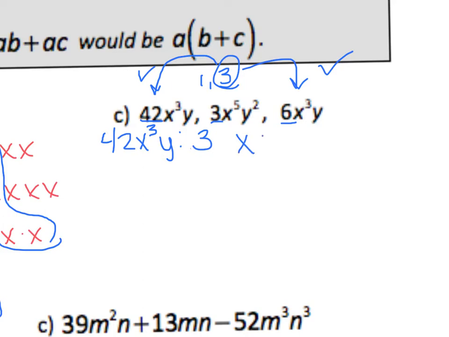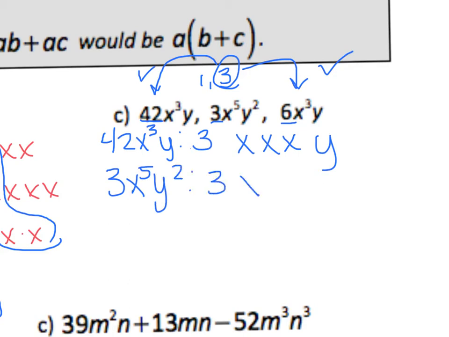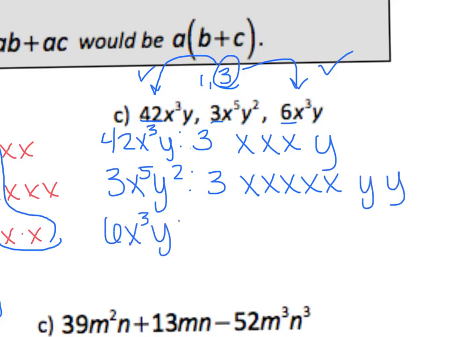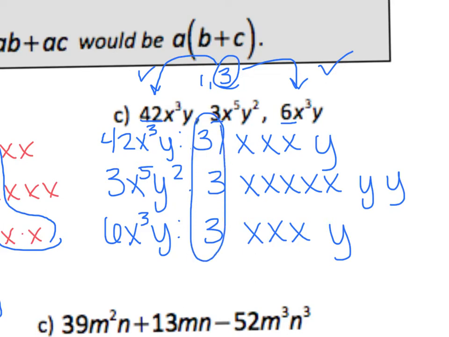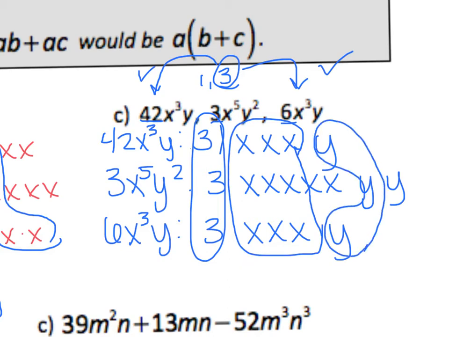I'm going to write out all the x's that I have and the y's. And then 3x to the fifth, y to the second would be 3, and then 5 x's and 2 y's. And 6x to the third y would be 3. So we know that the 3 they have in common. They have 3 x's that they share, and they all have 1 y that they share. So the greatest common factor is going to be 3x to the third y.